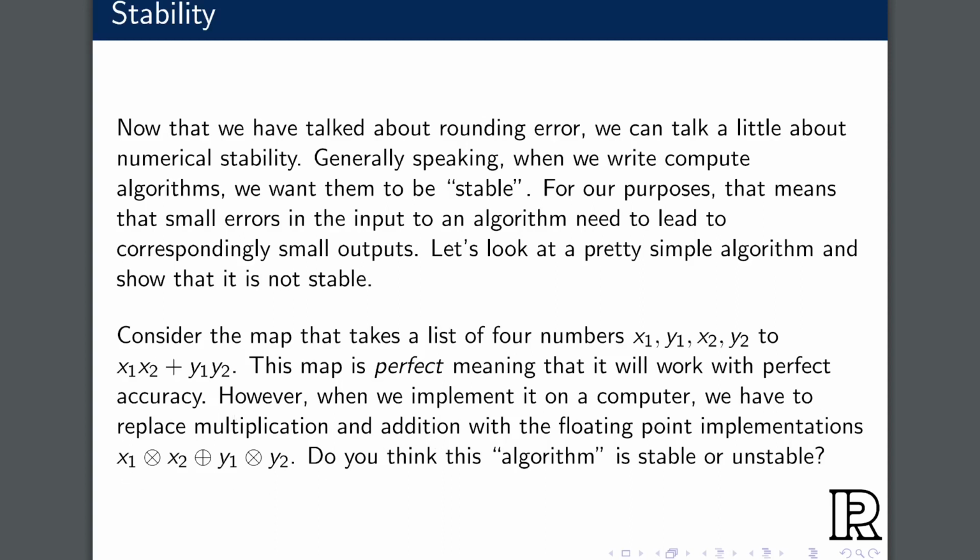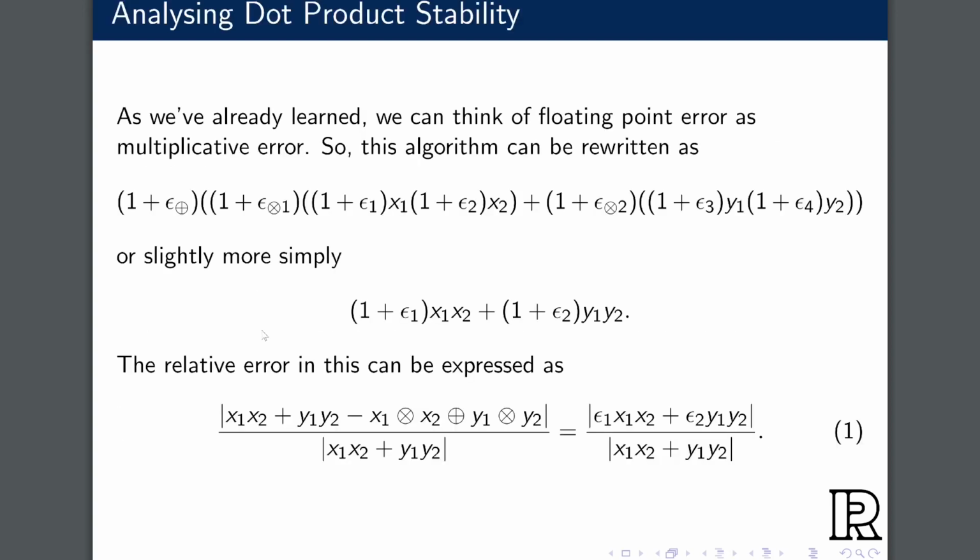Okay, apparently I cannot trick people. So this algorithm is going to turn out to be unstable. And that is, I think, kind of a wild statement. Literally the action of multiplying two sets of numbers and then adding them can be an unstable computation. Wild. So let's look at this.